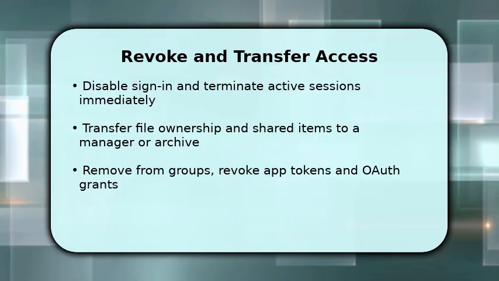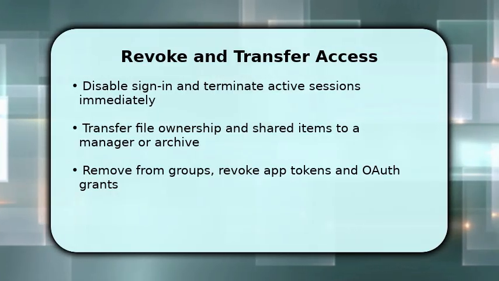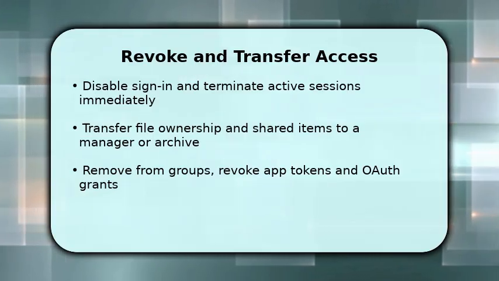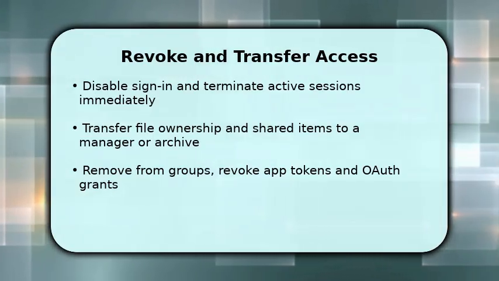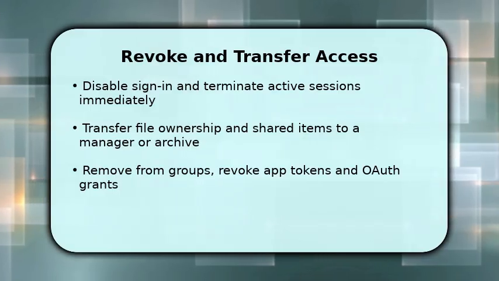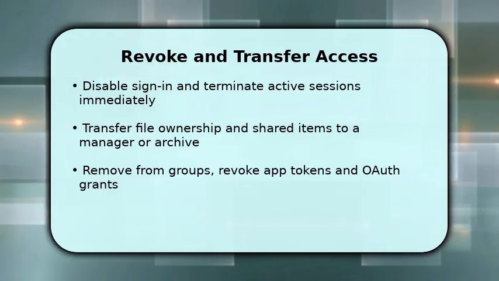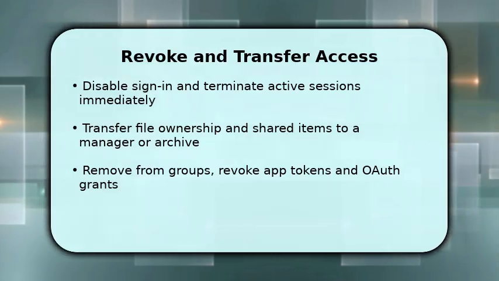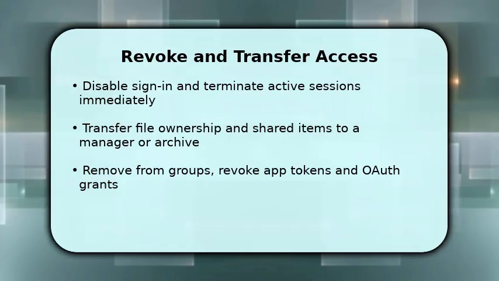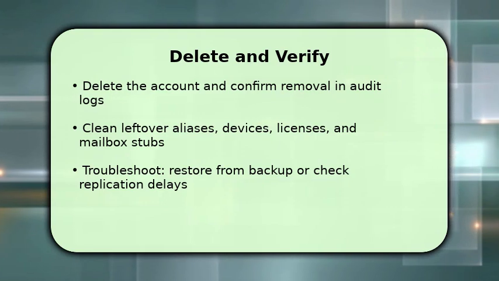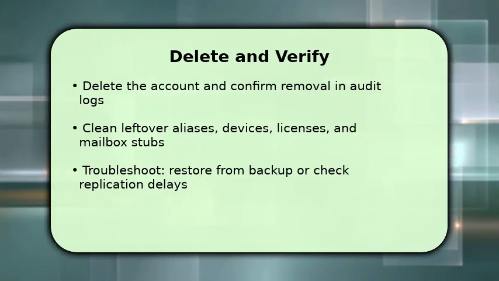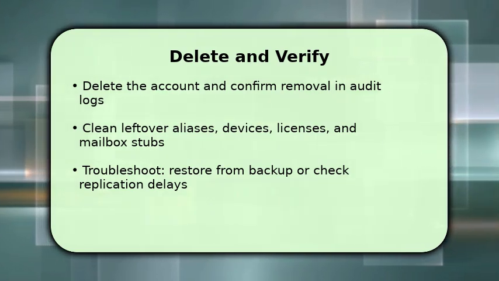Next, remove the user from groups and distribution lists. Revoke app tokens, API keys, and OAuth grants to cut off third-party access. Make sure to check delegated mailbox access and scheduled jobs, because unnoticed delegations can keep systems running under the deleted identity. You can now delete the account, choose permanent deletion or a staged deactivate period depending on policy.